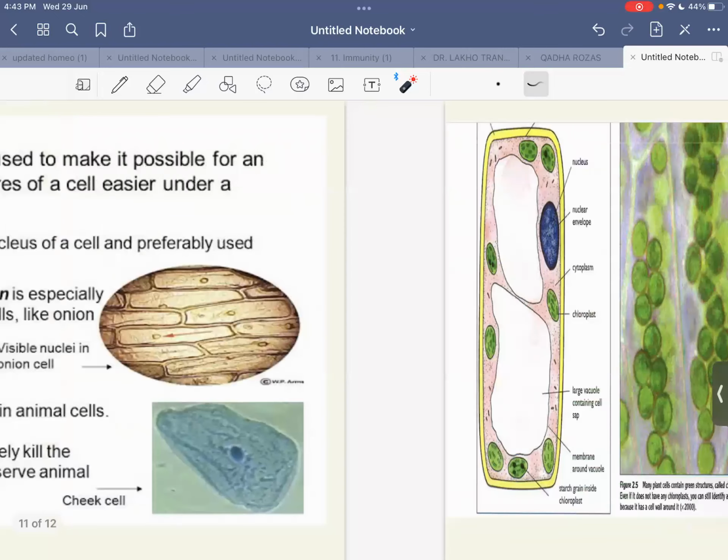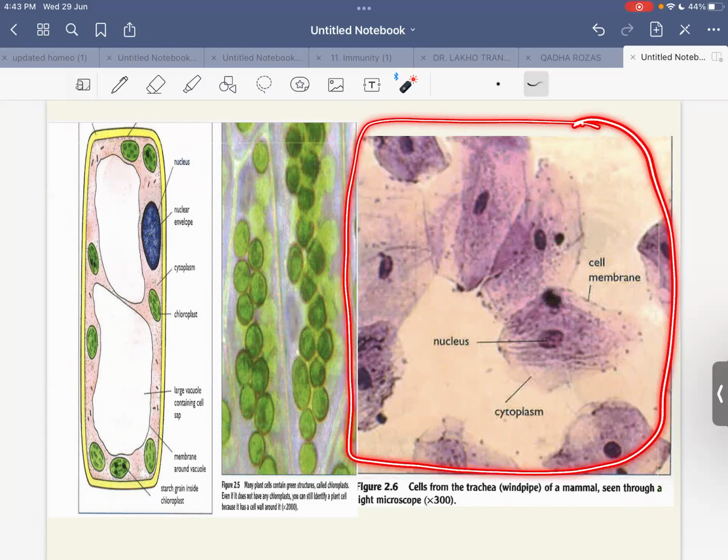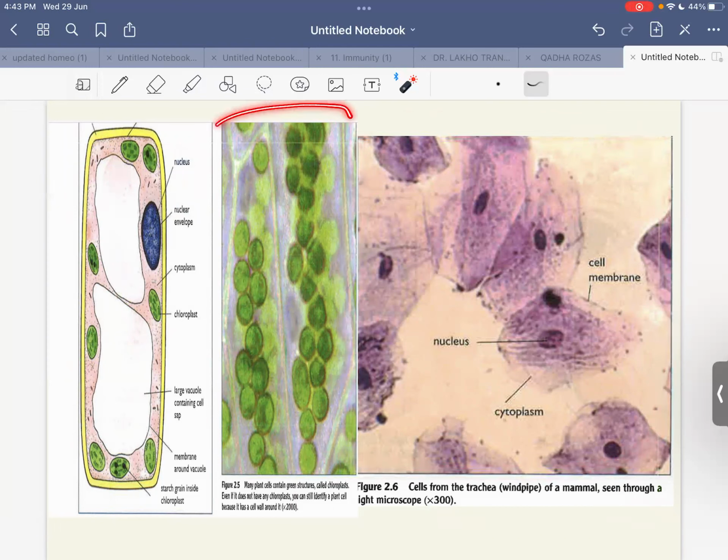Another picture shows you 3 different diagrams. One diagram, on the extreme right, shows animal cells that have been taken from the trachea of a mammal, as seen through a light microscope. And then you can see this structure which has been taken from a plant cell. We see lots of these green structures because plants can photosynthesize, they can make food. Since plants are green in color due to the presence of chlorophyll, we can see this chlorophyll, or green coloring substance, in many plant cells, right?